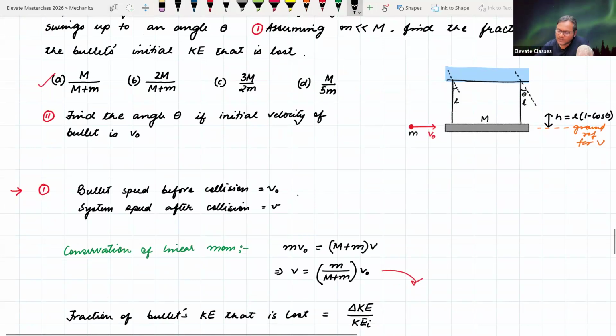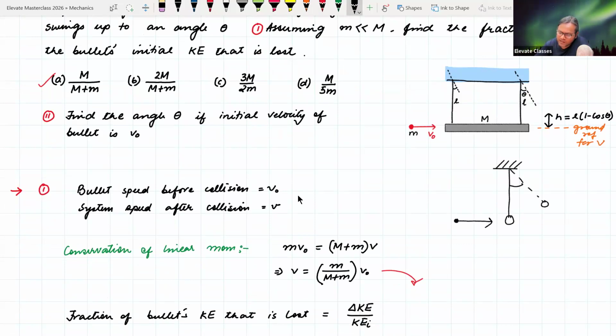Not for this problem, but there are questions like it. I'll give you an example. Imagine that you have a pendulum like this, and a bullet strikes the pendulum. Same problem. You might be asked, what is the angle up to which the pendulum will climb? Find this angle. Very common question. It's the same thing here, whether you have a simple pendulum or a compound pendulum, same kind of system.